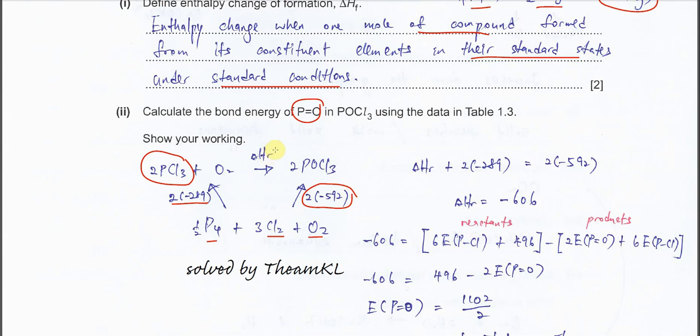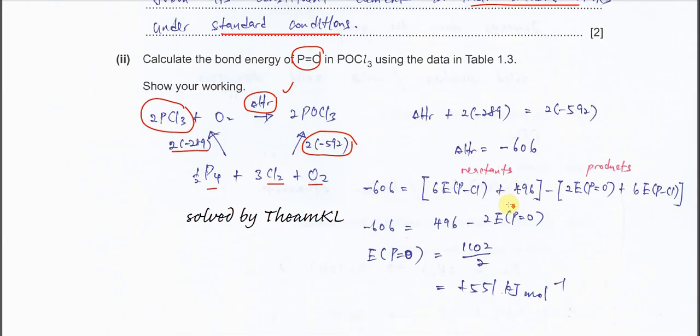After that, we try to find the delta HR first. So delta HR plus this enthalpy equals this enthalpy. So we have this relation. After you calculate, you get the delta HR, this one is negative 606. Then when you get this one, you can get the bond energy of the P=O double bond. Remember, when you try to use bond energy, you must use the sum of the bond energies of reactants minus the sum of bond energies of products.